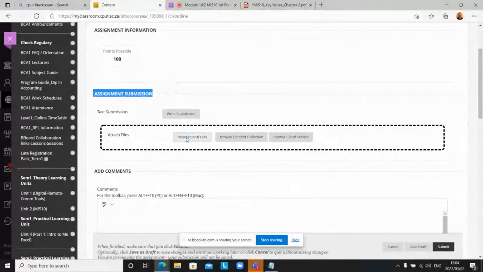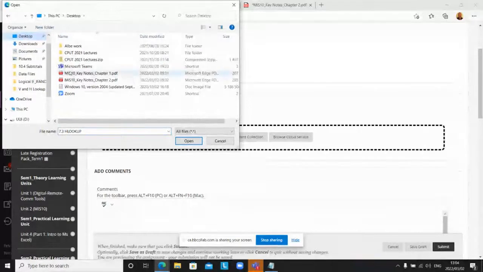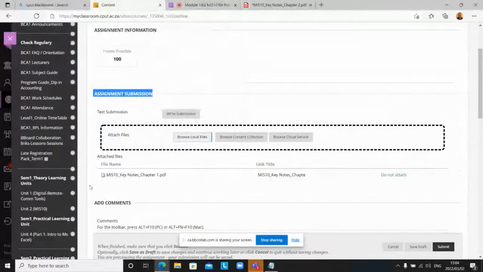And how you would do it, you would click on browse your local files, go to wherever you kept it, on my desktop. You would choose the file, you open, check very carefully if you don't want to get nought, that you are submitting the correct thing. That is now attached.